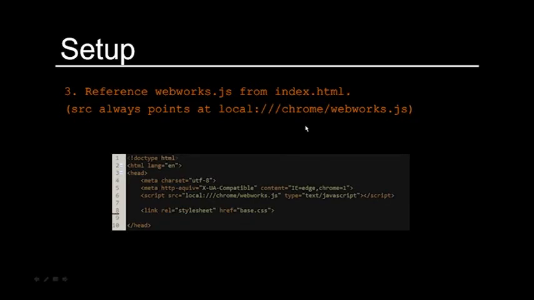In order to use BlackBerry WebWorks APIs in the application, we need to reference WebWorks.js within index.html. The WebWorks.js file is bundled with the application automatically, so the source should always point at local://chrome/webworks.js. Now that we have the most basic building blocks in place for a BlackBerry 10 WebWorks application, let's package and deploy it to see what it looks like on the device.